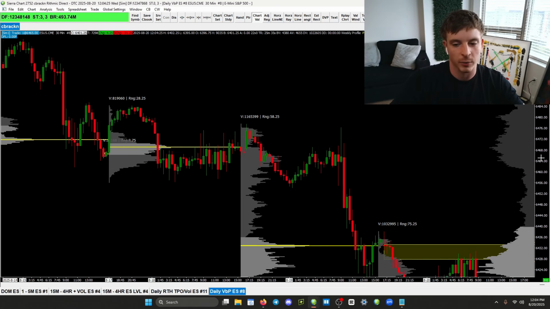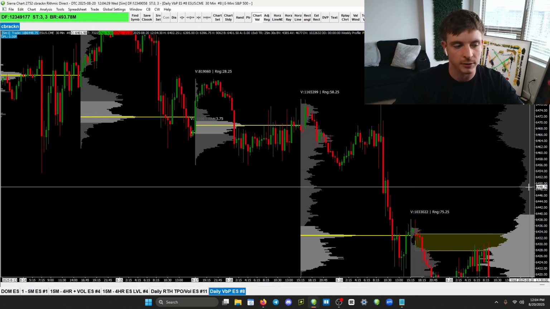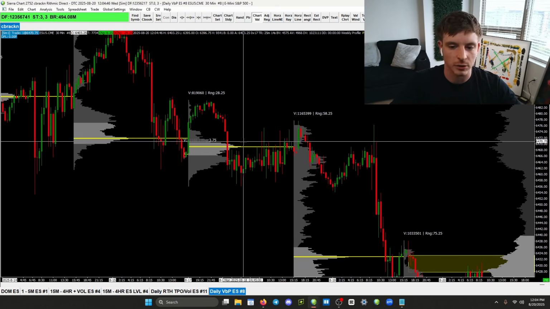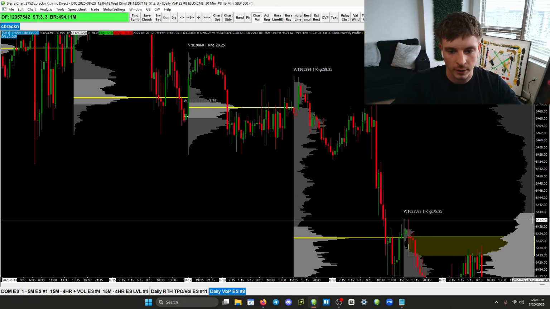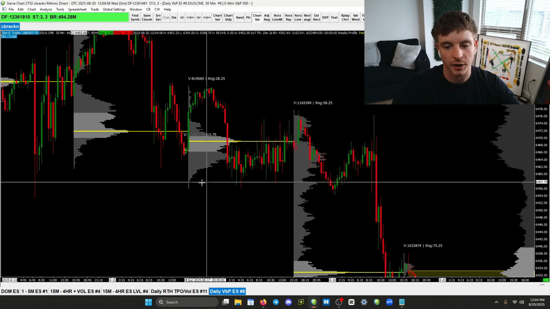I don't use them the same way as everyone else. It's just because I'm more of a scalper. I'm looking for short-term trades, so I focus primarily on the most recent price action. Let's just use this week for an example. Going back to Monday, the regular trading session was a very balanced session.